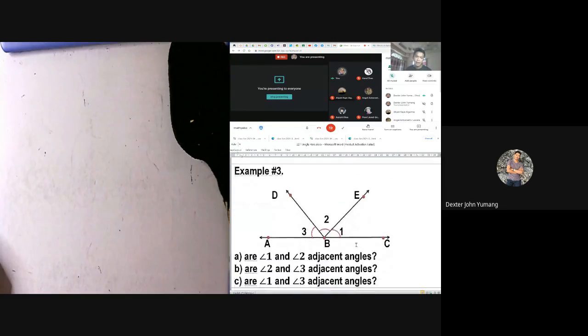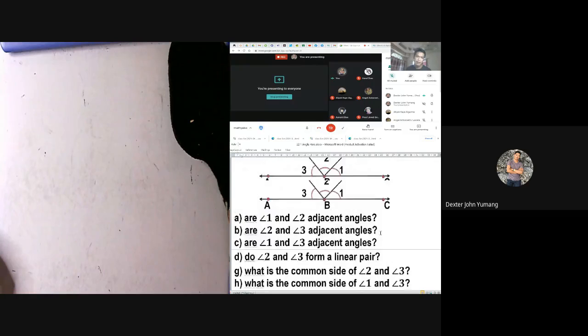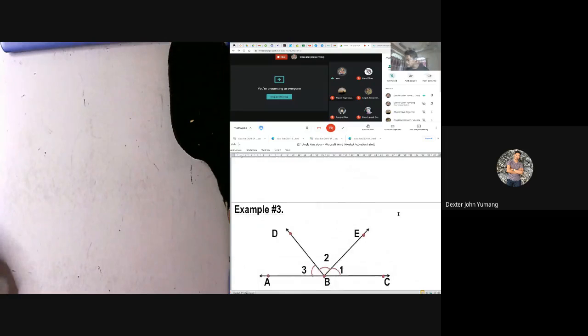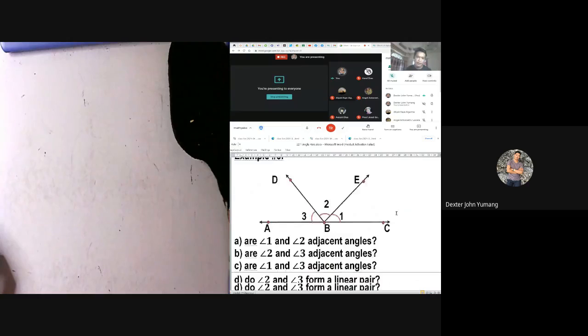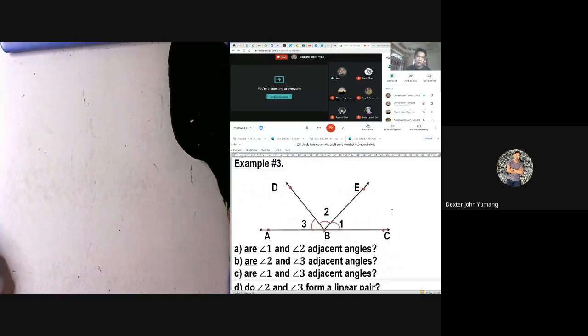So we have example number 3. Gamitin na lang natin ang number 3. So meron pa tayong 39 minutes. Ay sige, gamitin na lang natin. Example number 3. So saglit lang ha, kaya nag-text pa ang principal. So example number 3, take a look at it. We have angle 1, angle 2, and angle 3. So, yes or no naman ang sagot dito.